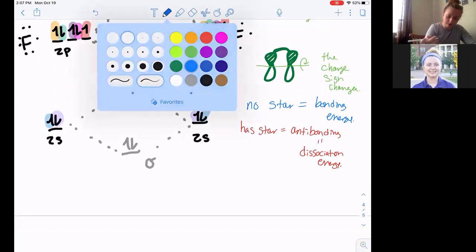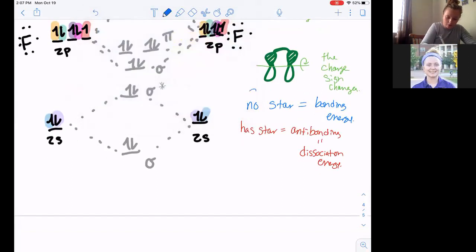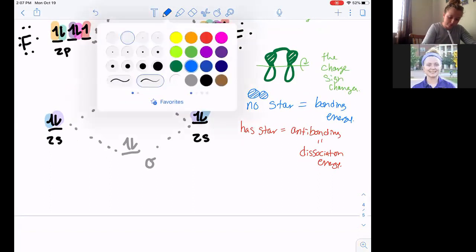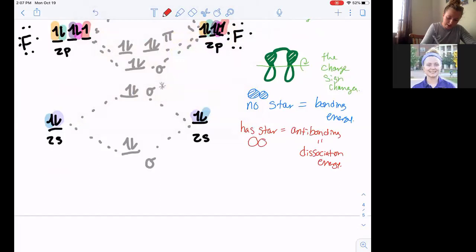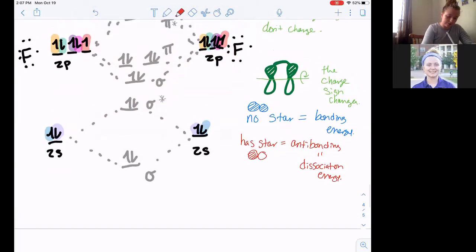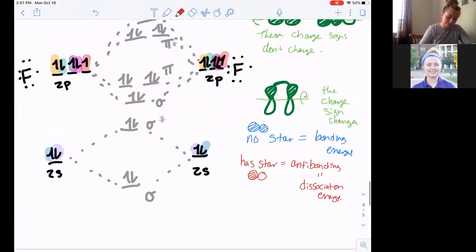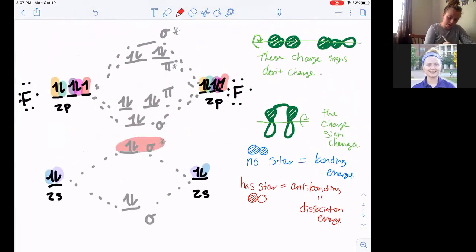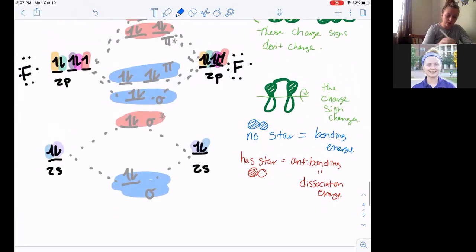So I was going to draw something like, this is bonding. They're the same sign. This is anti-bonding. They're different signs. So hopefully that helps make sense. So let's look at it. This is anti-bonding. This is anti-bonding. This is anti-bonding. This is bonding. This is bonding. This is bonding.